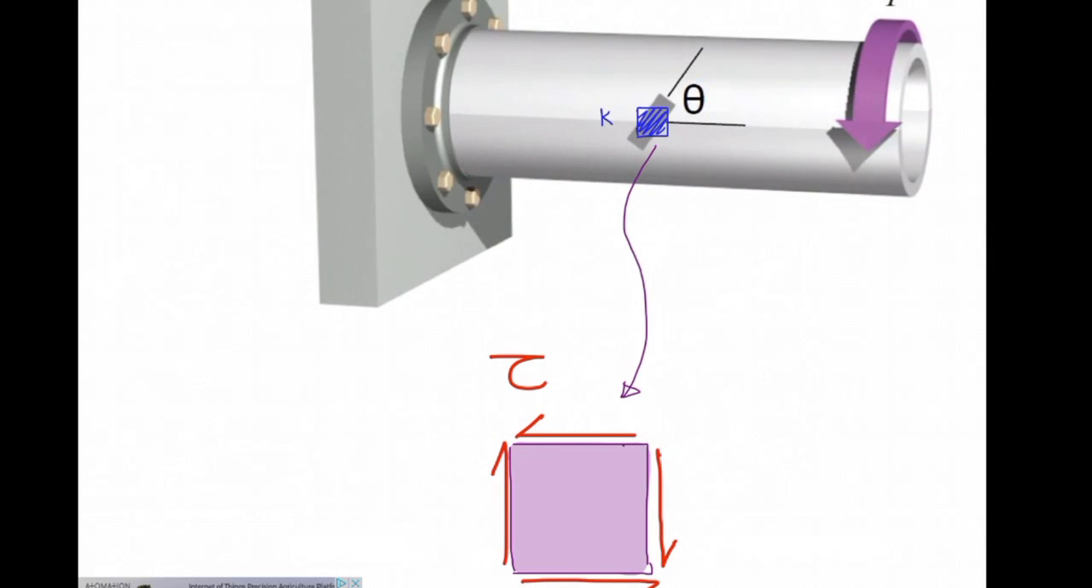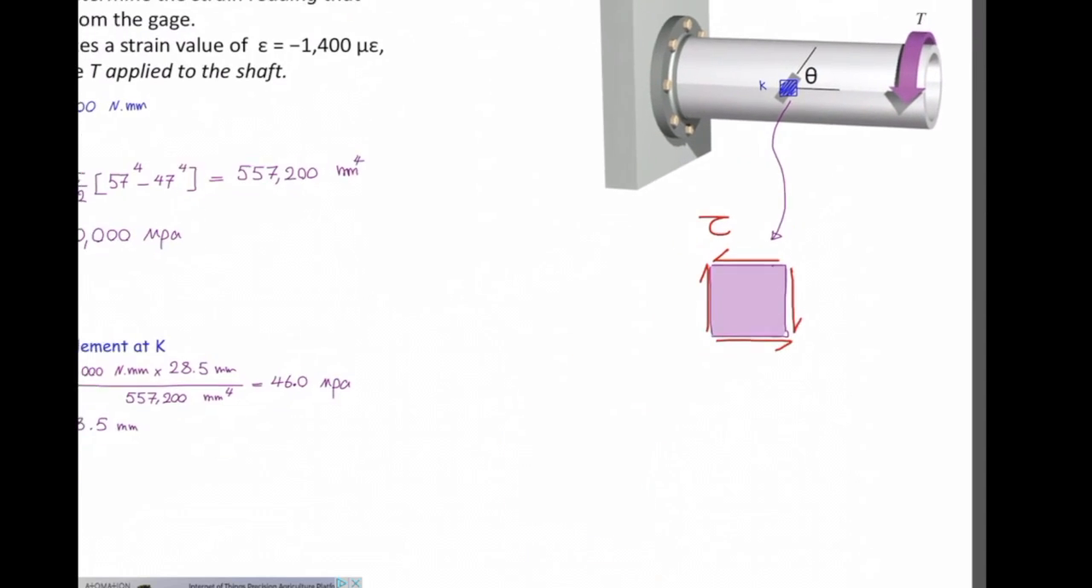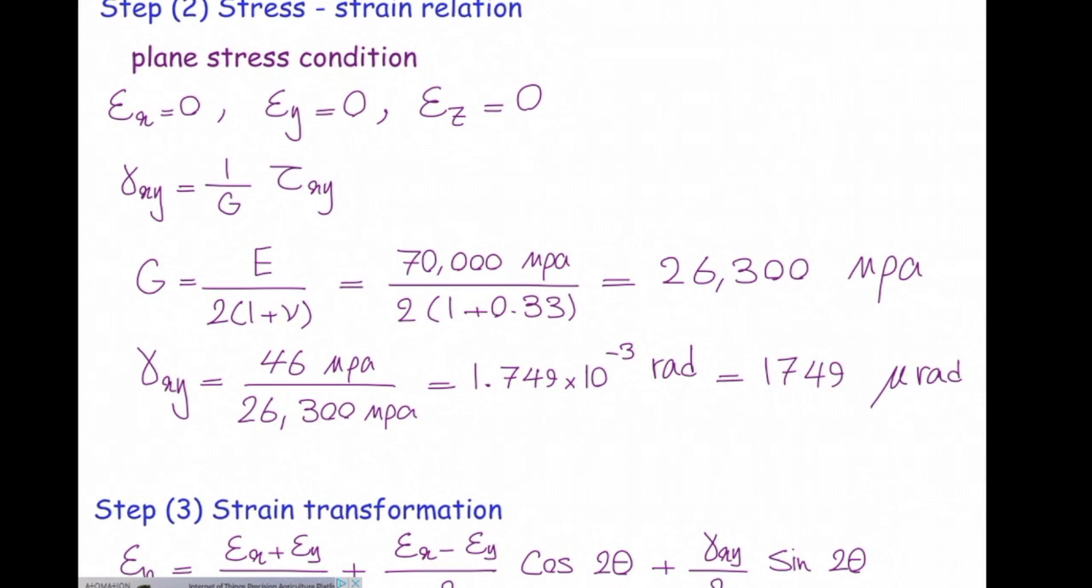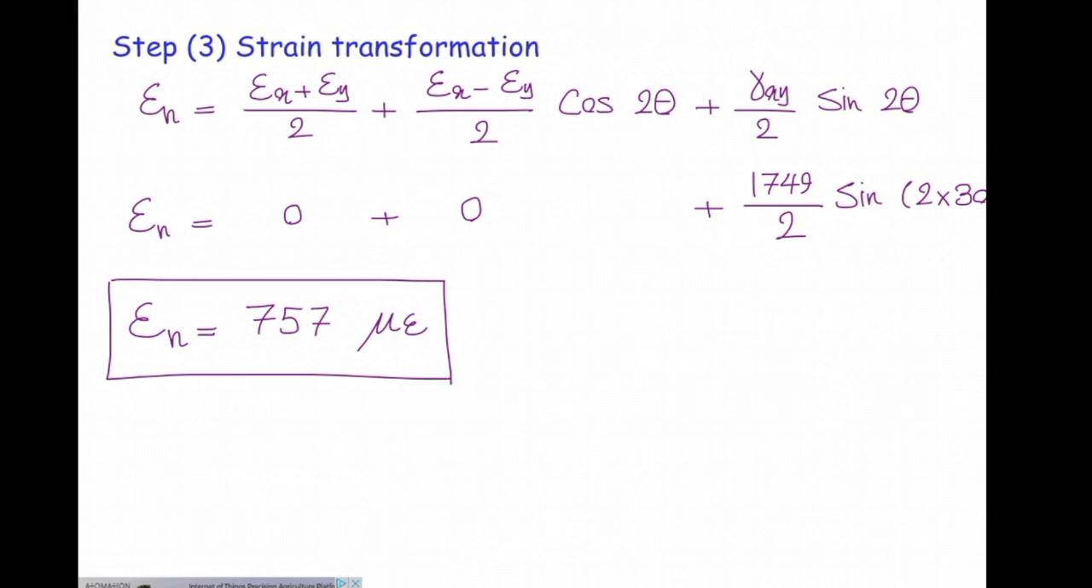That torque produces shear stress, and the magnitude of that is calculated from this equation, Tc over J. Torque is known. C and J depend on the diameter of that section, and we can determine that stress. Second, we need to determine strain from stress, so we use the generalized Hooke's law. Tau xy and gamma xy are related by that equation, and we determine gamma, but that gamma is the shear strain. We are looking for the expected reading in that direction. To determine that, we need to use the strain transformation equation.